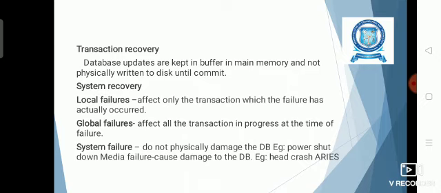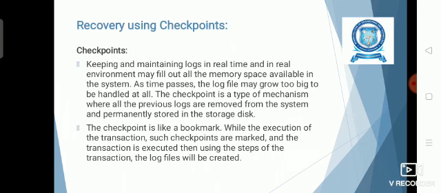Local failure means it affects only the transaction in which the failure has actually occurred. Global failure means which affect all the transactions in progress at the time of failure. System failure means which do not physically damage the database. For example, power shutdown or media failure, but the power failure will not cause damage to the database, but the media failure causes damage to the database. Example, head crash. Next, recovery using checkpoints.